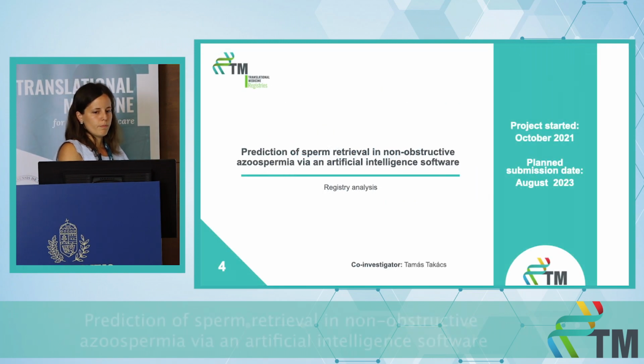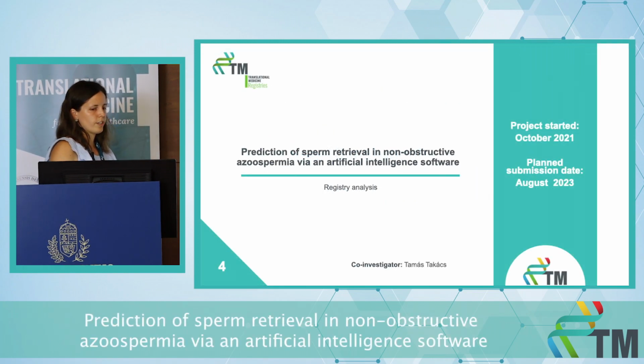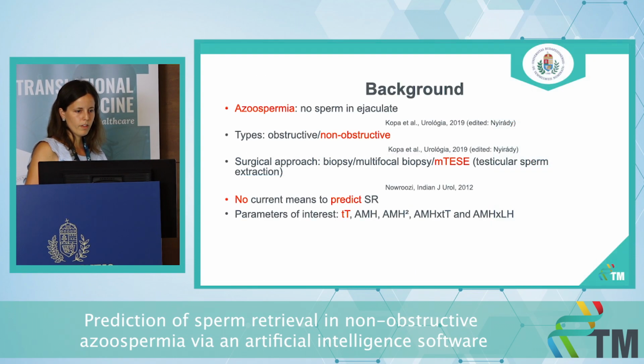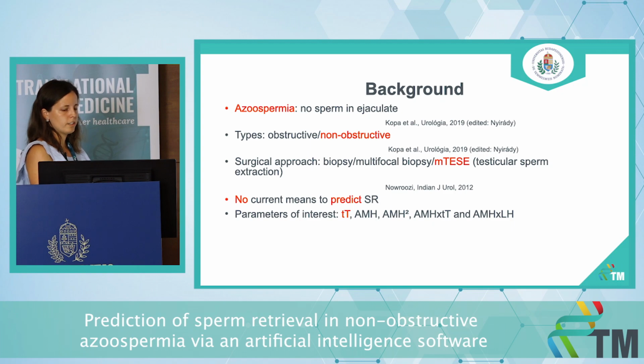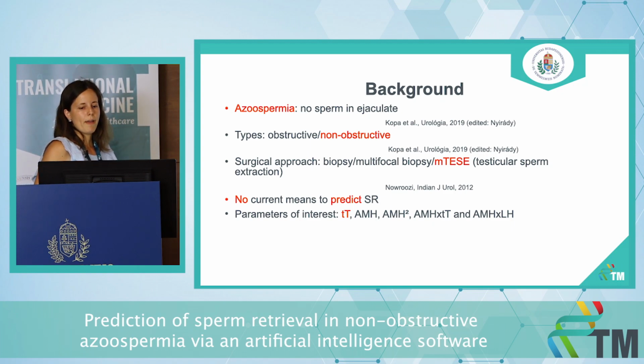The next topic is the prediction of sperm retrieval in non-obstructive azoospermia via an artificial intelligence software. What you need to know about it is that azoospermia means that there is no sperm in the ejaculate. There are 2 types, obstructive and non-obstructive, the latter being more common, making up approximately 60% of all the azoospermia cases. There are several approaches for the non-obstructive cases, but the best one is the testicular sperm extraction.